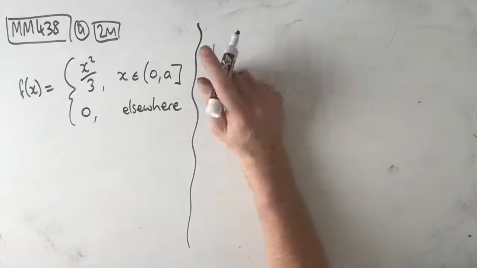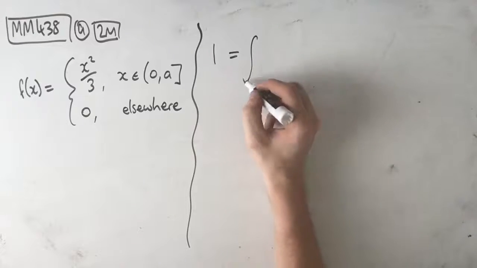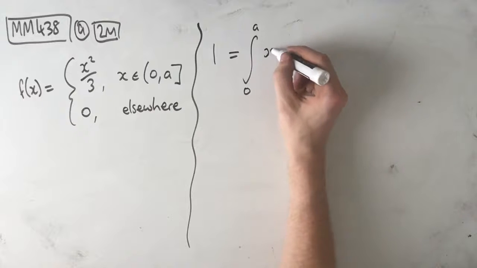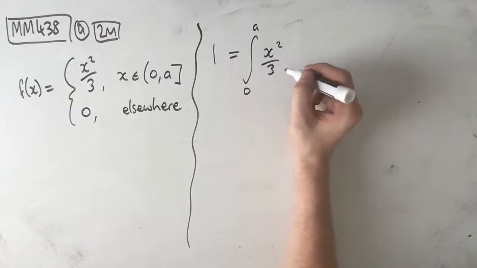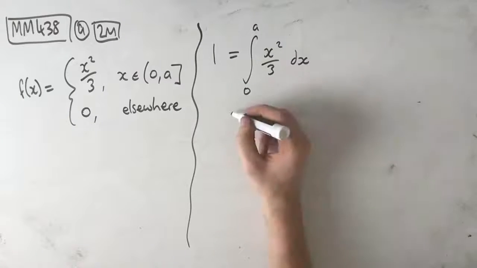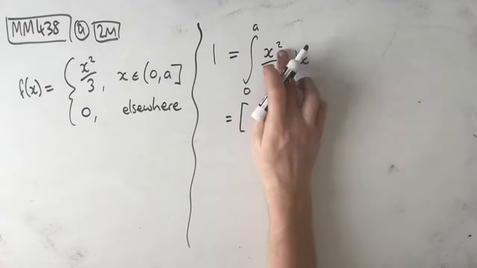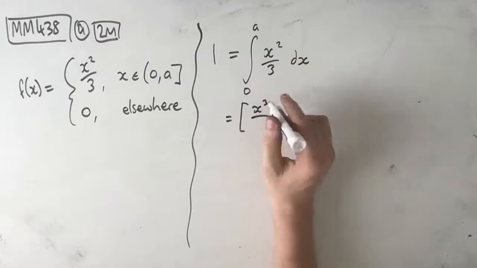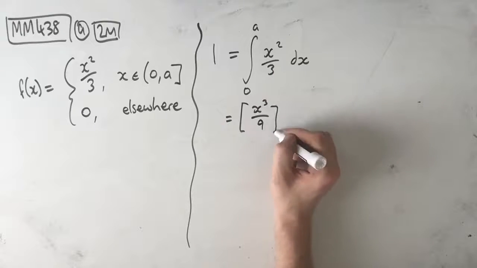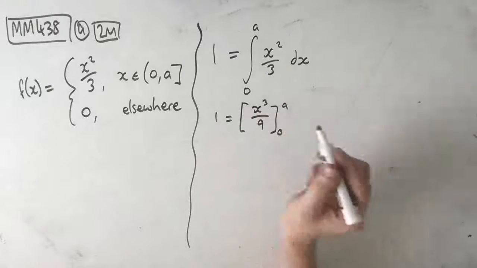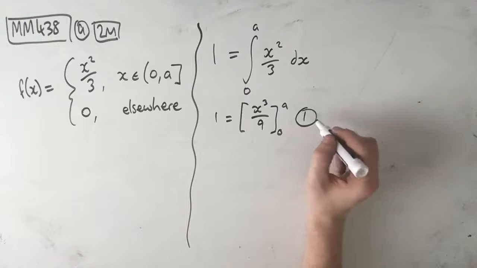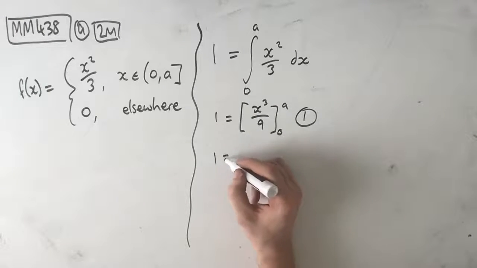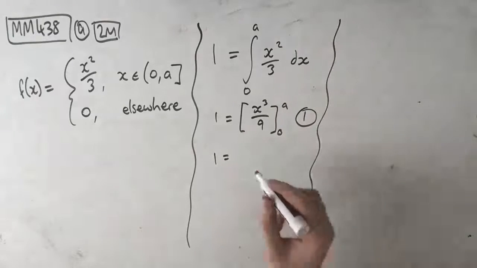So our area, 1, is equal to our integral, from our lower to our upper, from 0 to a, of x squared over 3 dx. Integrating this as normal, we add 1 to our power and divide by the new power. So divide by 3, so 3 times 3 is 9, from 0 to a, and that's equal to 1. Now, this is our first mark here. This is a 2-mark question. As we can keep going, we just work down the list.